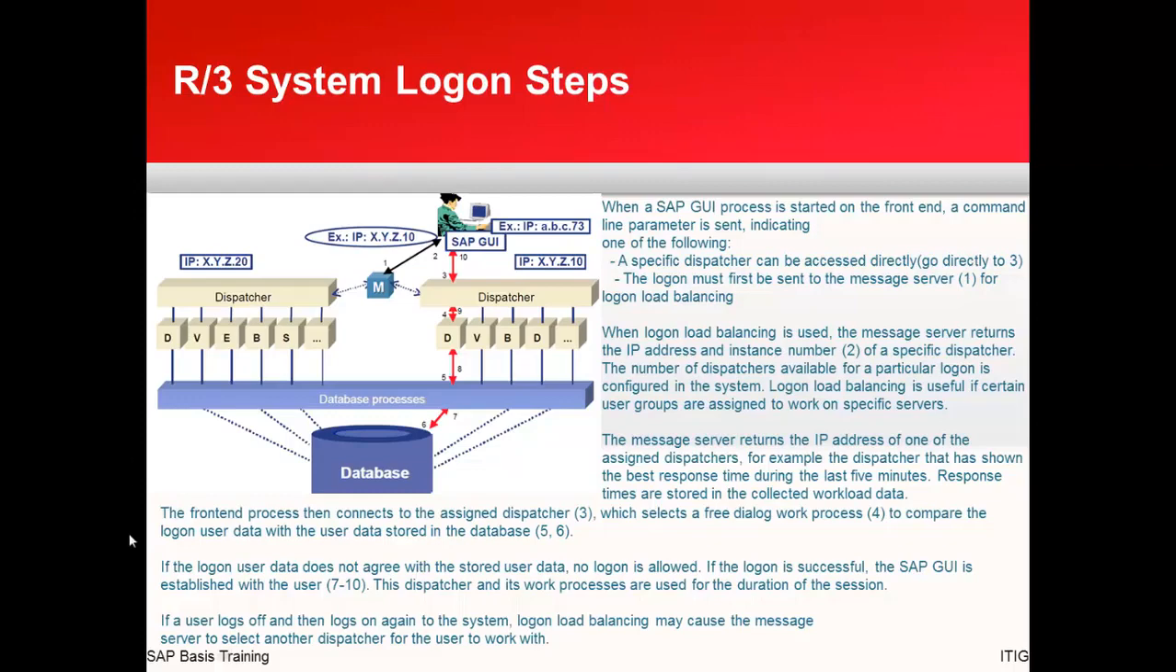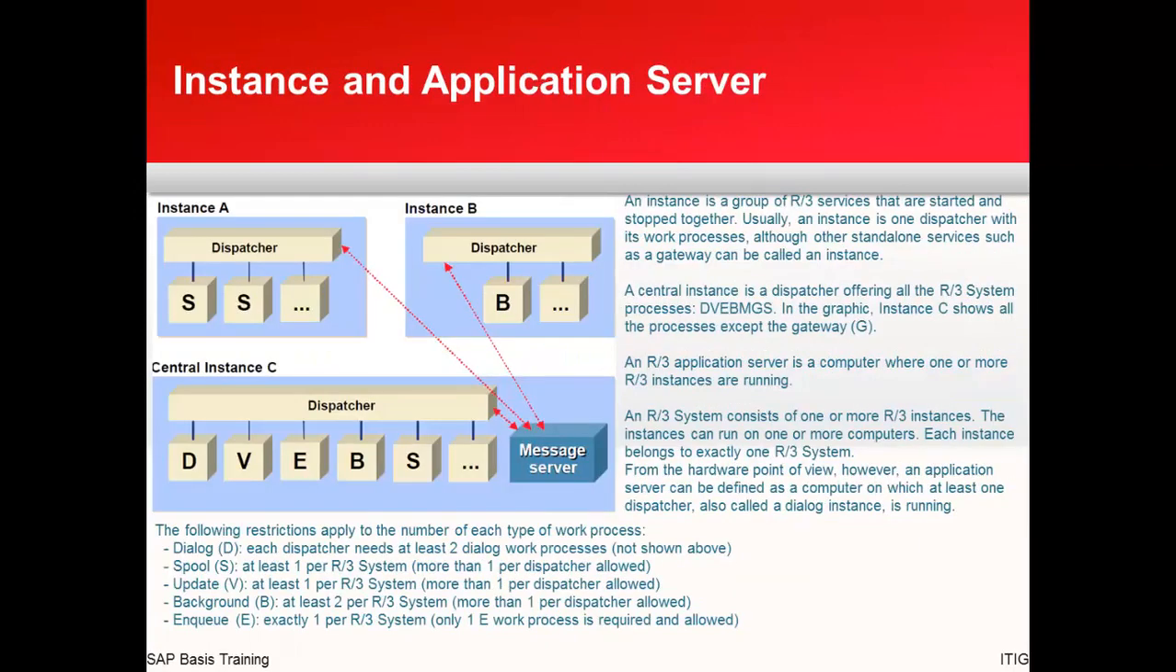Suppose we have multiple dialog work processes, minimum it should be 2. Then the dispatcher will make sure that it does load balancing between the different work processes, and it allocates the work process to the user based on availability. So that's how the login process works, and the allocation of work processes is done.